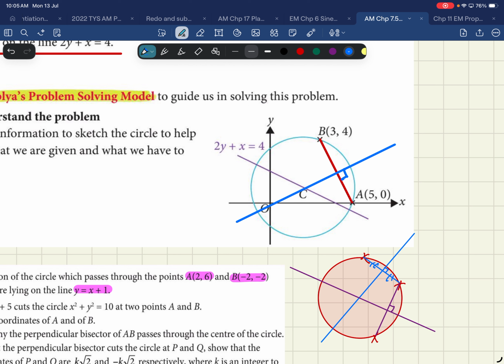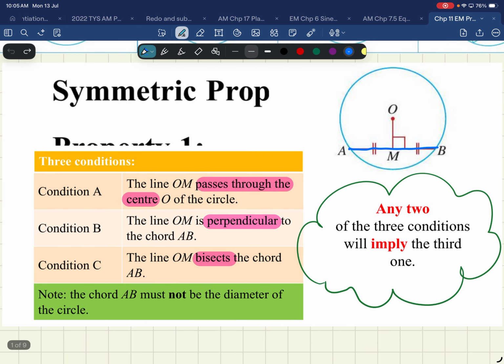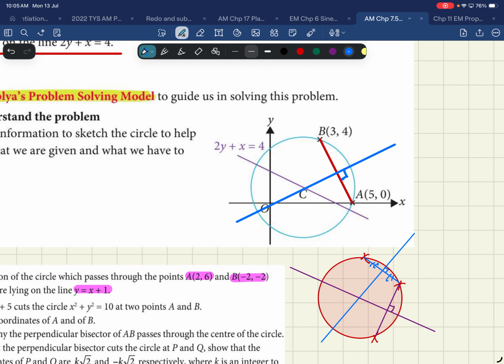Let's try again. We join AB together. It's a chord, right? Based on the property that I just introduced to you, if I have a line that bisects this chord, then the bisector of this chord will pass through the center of the circle. So I'm going to make use of that.